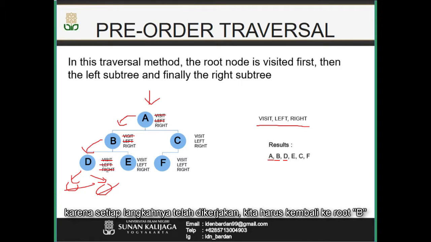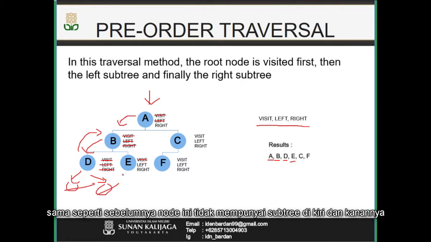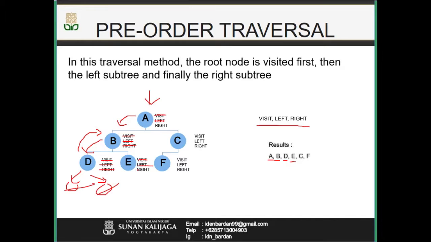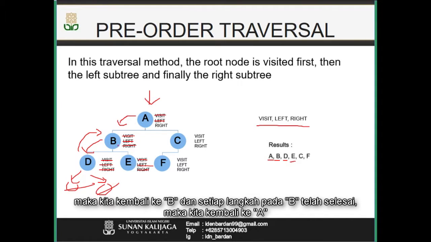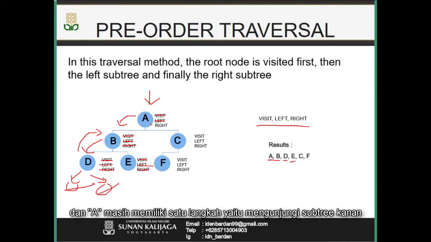And because all the steps are done, we need to go back to the root tree and continue the steps on each node. So we have to go to the right subtree. We'll get E, and as before, it doesn't have a left subtree or right subtree. Then we get back to B, and all the steps on the B node are done. So we move back to A, and A still has one step, which is visit the right node or right subtree.